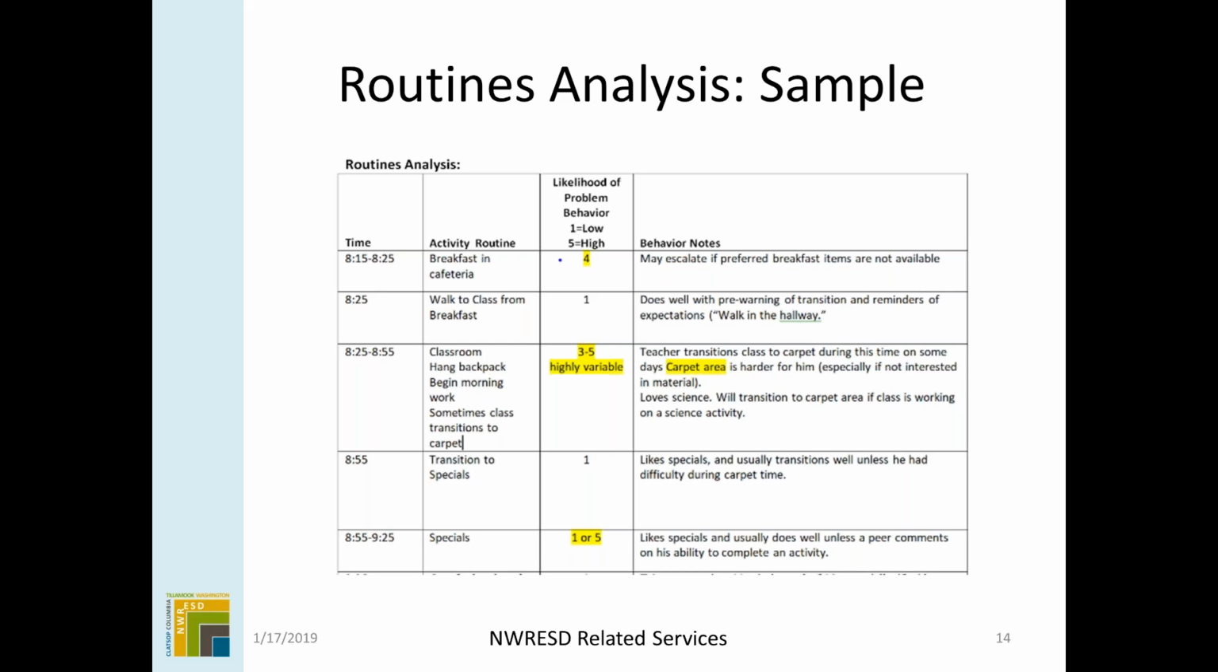And I had highlighted that because I wanted to make sure that I knew that that was a potential antecedent. But then the transition to specials usually goes well because he really enjoys specials and there's some of his preferred activities there. Usually specials goes well, however, when it goes badly, it goes really badly. So that's why there's a 1 or a 5 under specials. And specifically a trigger for this student is that if a peer comments on his ability to complete an activity or makes some comment that he perceives as negative, he really escalates. And this is just a snapshot of part of it. This analysis went through the whole day, but you can see it just gives you a really nice visual of where the strengths are and where the potential triggers are.